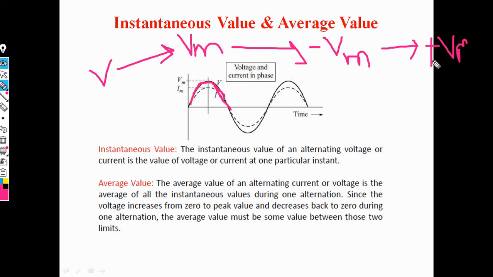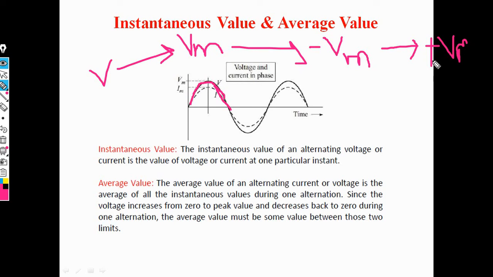This is the important point, in which we need the alternation. That is, a change from one positive cycle to one negative cycle, and these two cycles are very important to find out the average value. And the average value also depends on the instantaneous value, that is, alternating voltage and current. This depends on the value of voltage and current at one particular instant. That is called the instantaneous value.